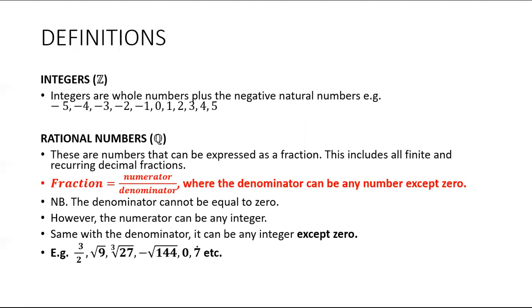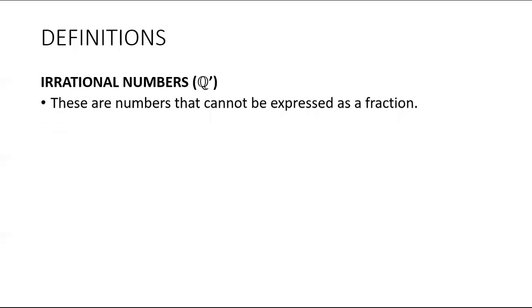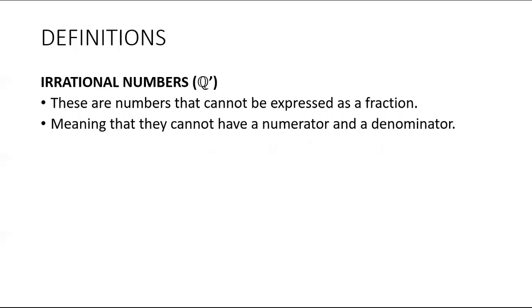0.7 recurring. As I've said, rational numbers include recurring decimals. 0.7 with that dot on top can simply be written as 0.77777777777. And then we've got a new set that was born from rational numbers. We call it irrational numbers. Irrational numbers are numbers that we cannot express as a fraction, meaning that they will not have a numerator and a denominator.